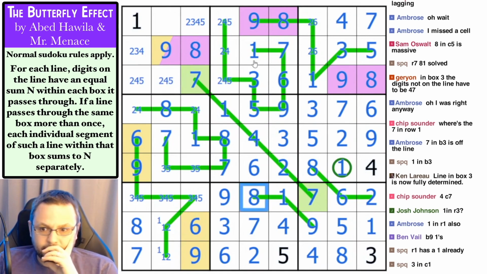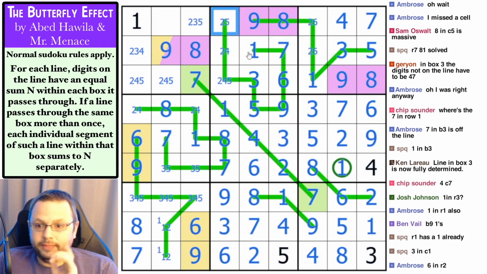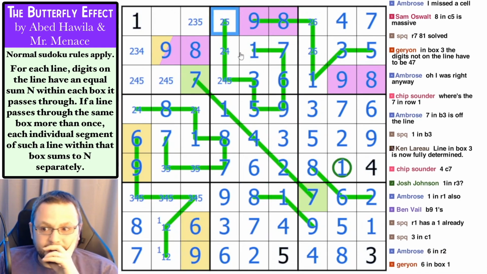I can legitimately say I am very sad this puzzle's almost over. I want another one.